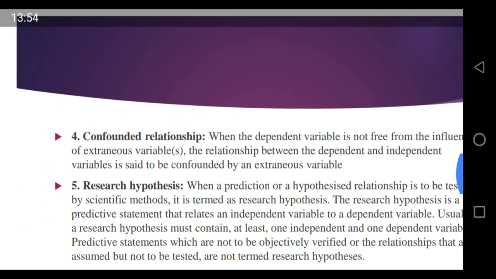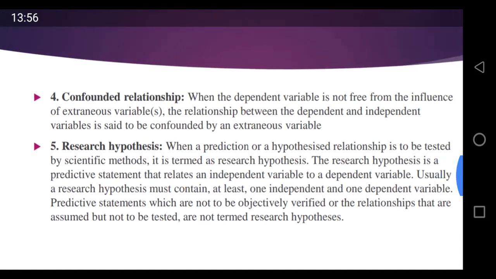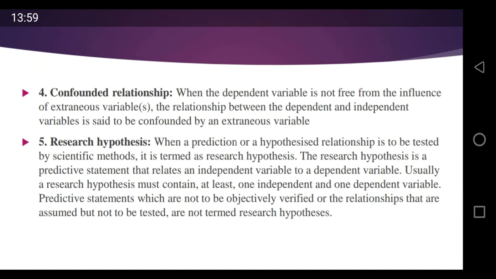Third thing, confounded relationship. What exactly is the confounded relationship? When the dependent variable is not free from the influence of extraneous variables, the relationship between the dependent and independent variable is said to be confounded by an extraneous variable. Clear cut what they are telling: when the dependent variable is not free from the extraneous variable, the relationship between the dependent and the independent variable is said to be confounded by an extraneous variable.